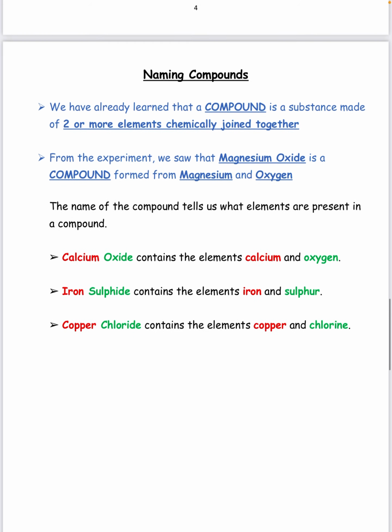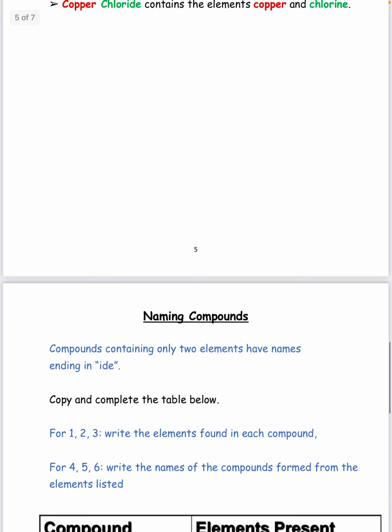So here's some more examples to help you with that. Calcium oxide has got the elements calcium and oxygen. Okay, so we look for the names of the words in the compound, and we think about what those elements could be. Calcium oxide has got calcium and oxygen. That IDE at the end tells us that it's a compound. Iron sulfide contains elements iron and sulfur. Copper chloride contains the elements copper and chlorine. So you might need to look at your periodic table if you're not as familiar with the element names, so that you can see which one you think it's going to be.